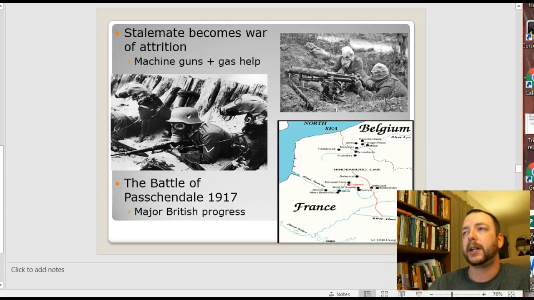Machine guns and gas are some of these new inventions of war that helped. We talked about the Battle of Ypres, where gas was first used, and just to put some context in it, originally gas wasn't loaded into artillery shells. It was just in canisters, and you would open them up, and hopefully the wind was blowing in the right direction for your side.